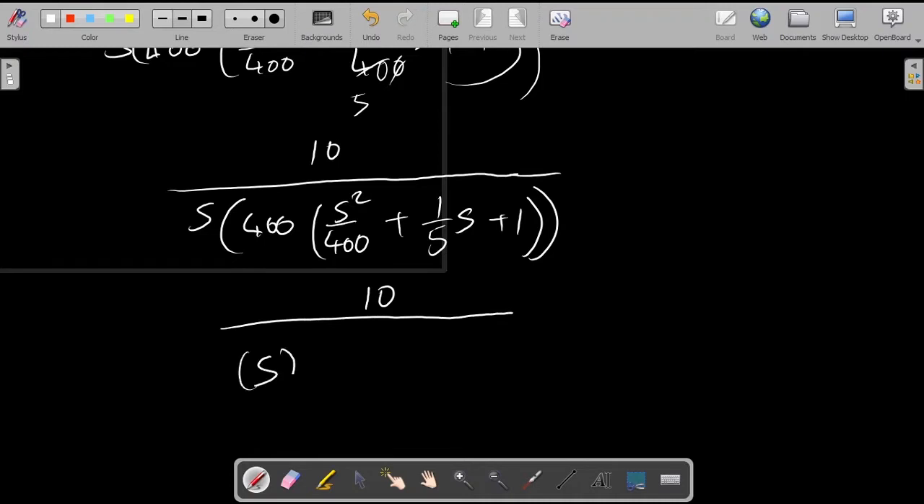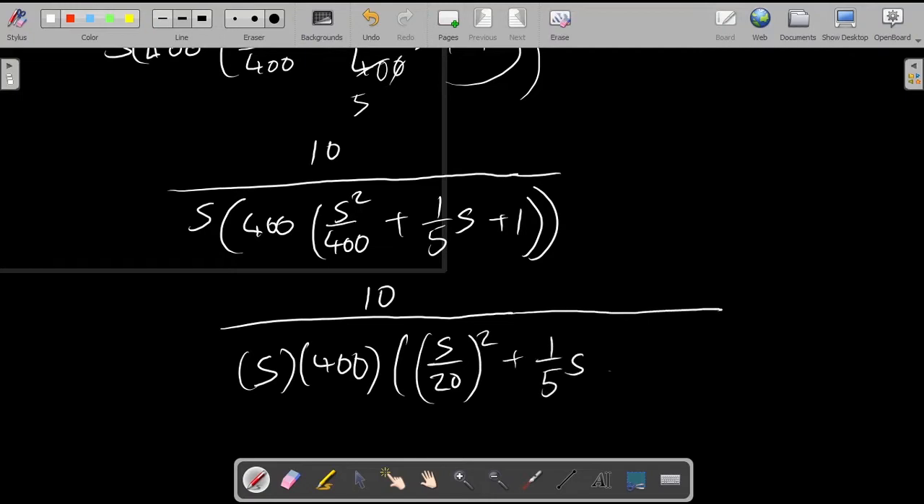So you can also take the 400 outside. That is perfectly fine. Now we only deal with this bracket. So you can have this. Let's find the square root of 400, and it will have everything inside the square. And this is where we are.